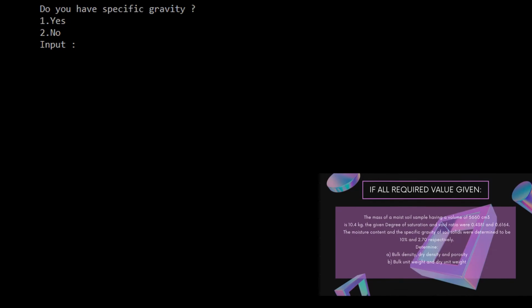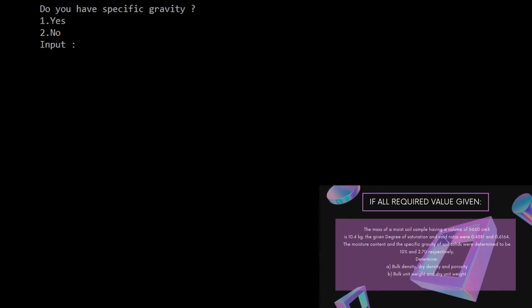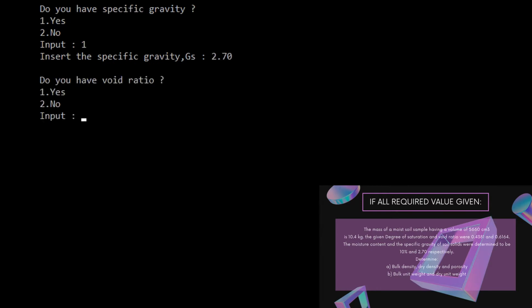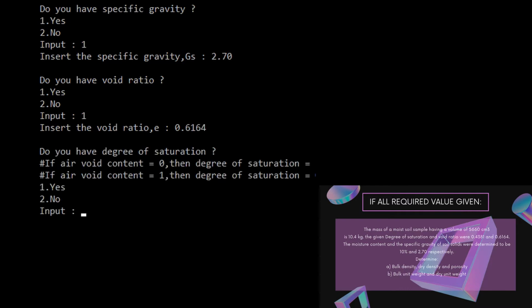Okay, from this question, we have all the required values. The system asks about specific gravity. Enter 1 as a yes and then insert the value. Secondly, the void ratio. Enter 1 as a yes and then insert the value. And the same goes for the degree of saturation. Enter 1 as a yes and insert the value.